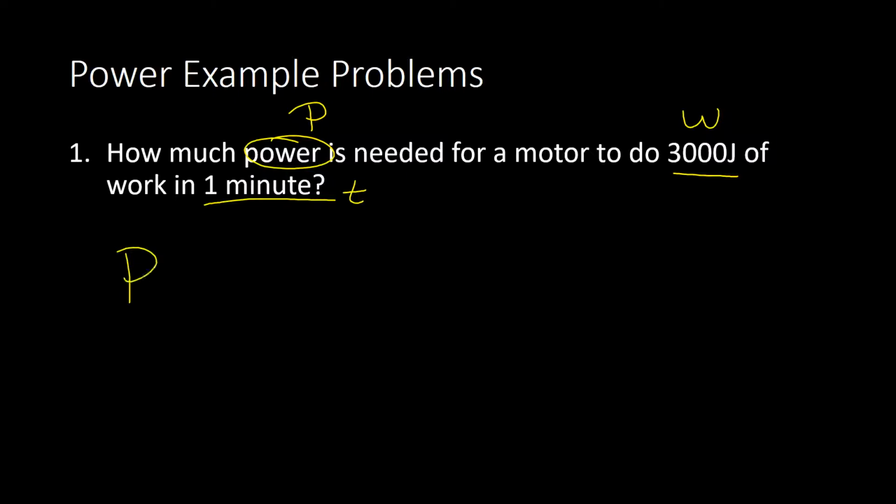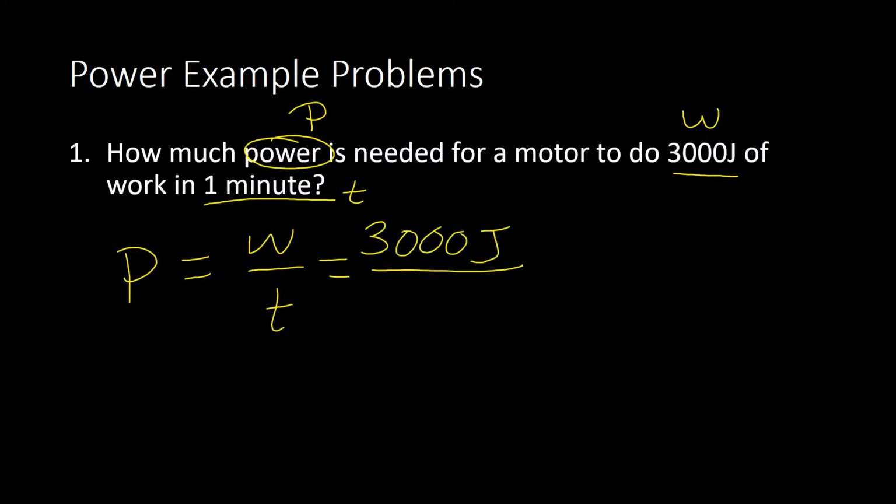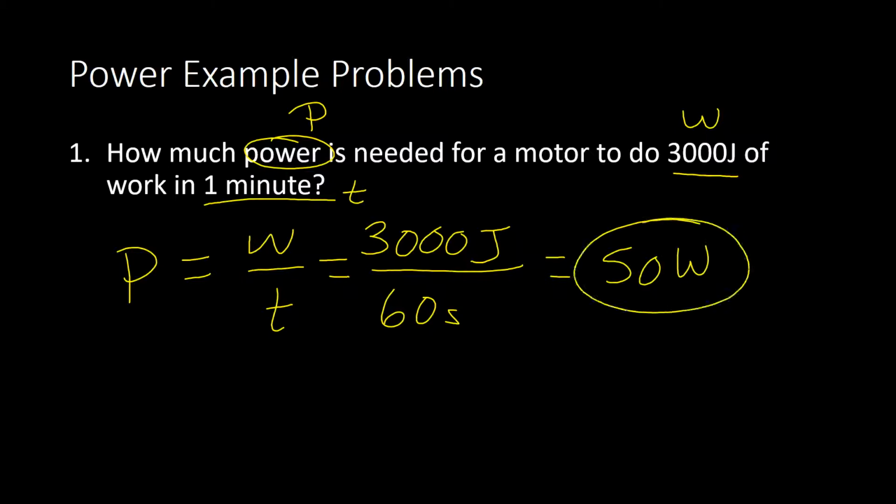So power equals work over time. That step 2 is writing the formula. Step 3, we're going to plug in our numbers. So 3,000 joules over 60 seconds. And when we type that into the calculator, we get an answer of 50 watts. 50 watts of power are required for a motor to do 3,000 joules of work in 1 minute.